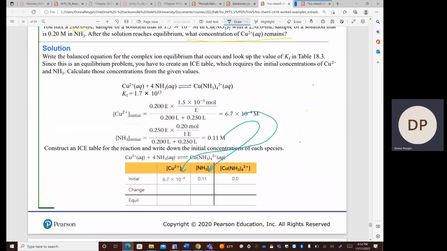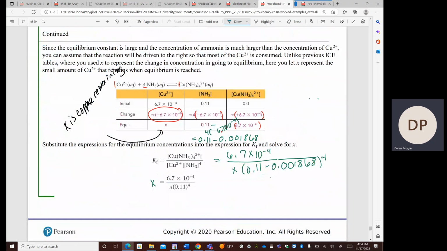And the reason is because our Kf is so large. So since our Kf is so large, we can assume that this system essentially lies to the right. So we're losing essentially all of our copper. And we're going to lose 4 times that amount of ammonia, and we're going to form that amount of our complex because we've got a 1 to 4 to 1 ratio in our equation.